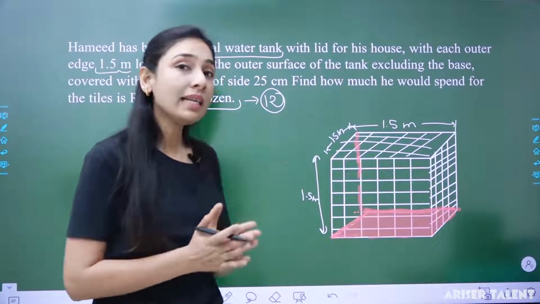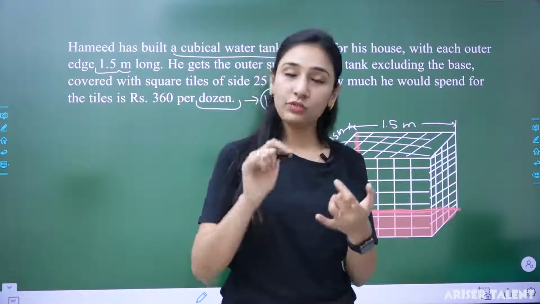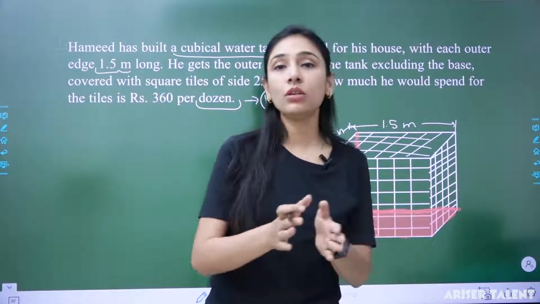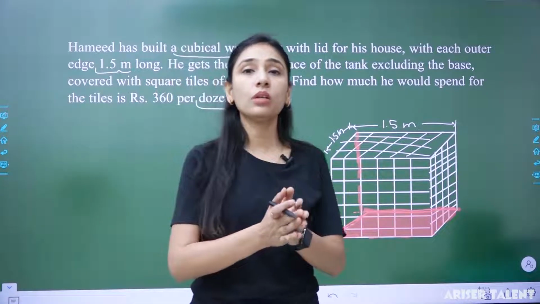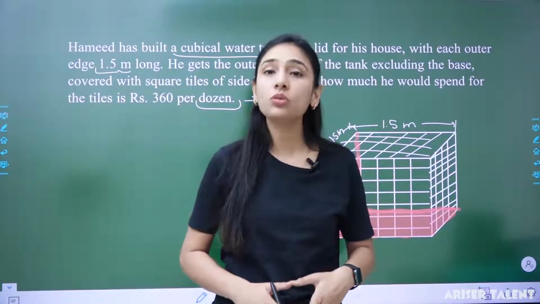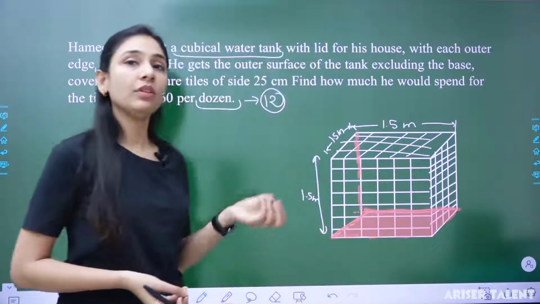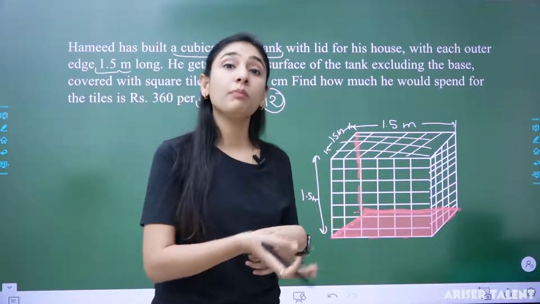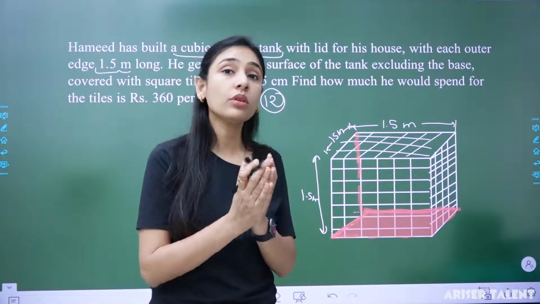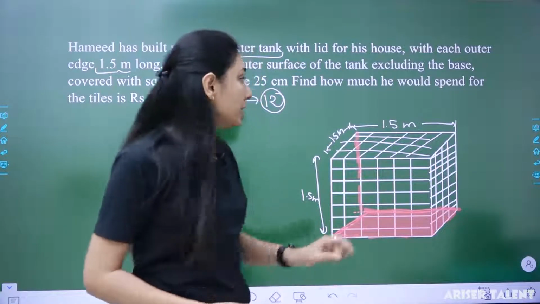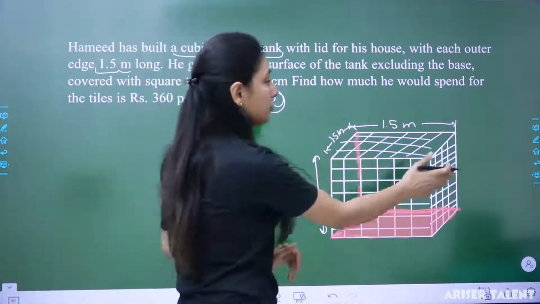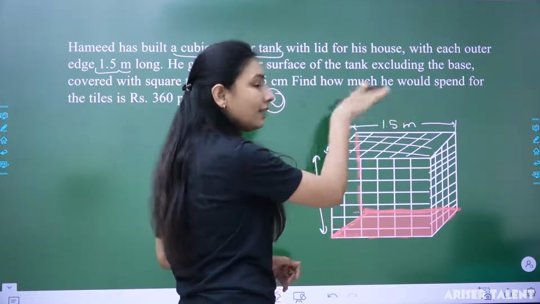So how many tiles will he be using? First we have to find that. After finding the number of tiles we are going to use, we are going to multiply it with the price. After multiplication we will be getting the cost. Before that we are going to find out the number. How will you get the number? This is the total surface area of 5 faces: this portion, this portion, this portion, this portion and this portion.